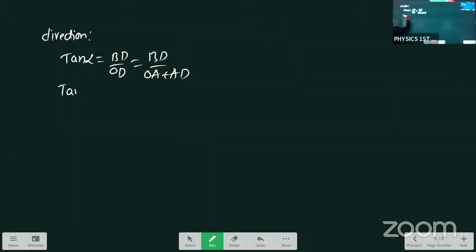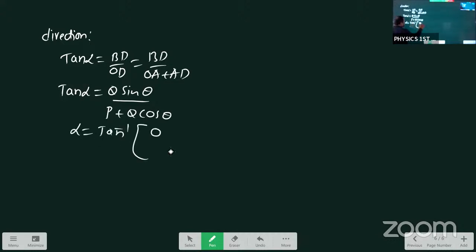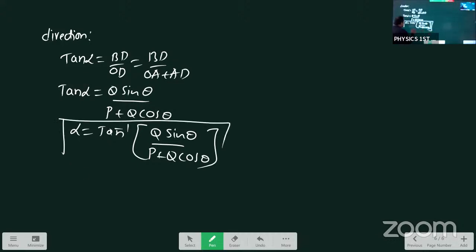So Q sin theta by OA, which means P plus Q cos theta. Direction is tan inverse of Q sin theta by P plus Q cos theta. This is the direction. Just check the previous derivation part.